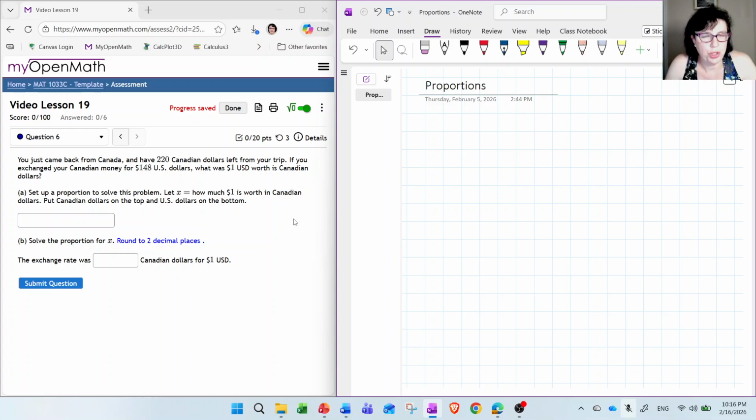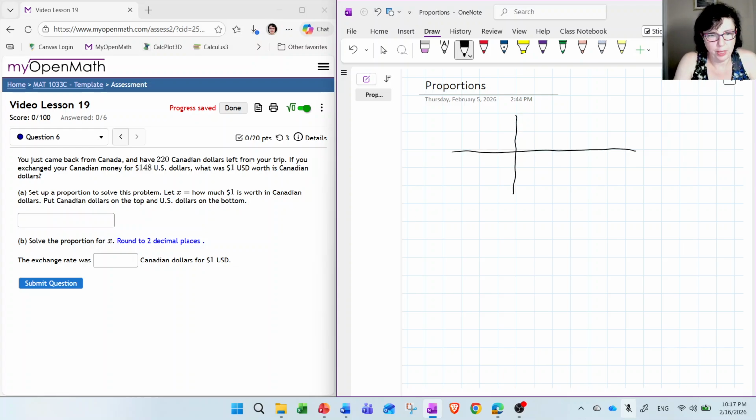When it comes to proportion questions, a lot of times students do not understand where to put what and they get super confused. But if you use a table method, and I'm going to demonstrate it in a second, you are not going to make a mistake. Let me show you. I'm going to make a little table, okay?